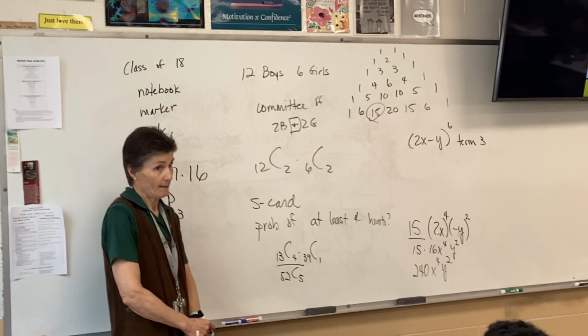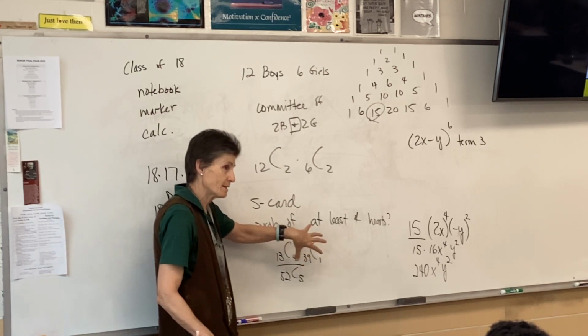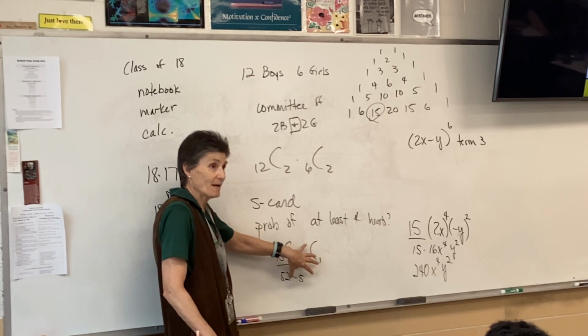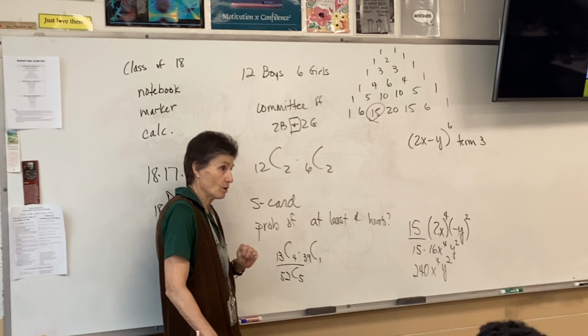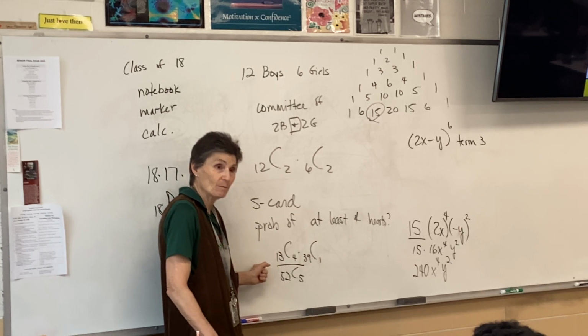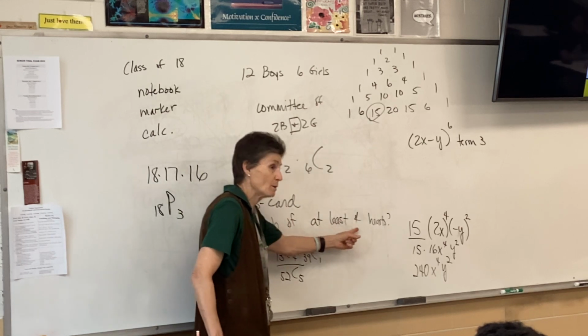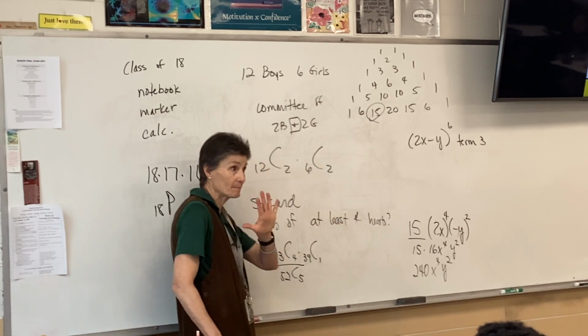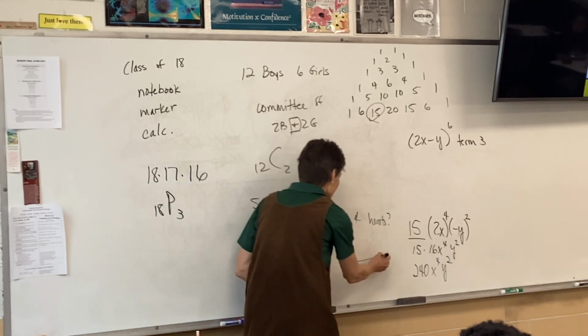Now, we're still not done. What question does this answer? Find the probability of getting exactly 4 hearts. That's what happened right here, right? We got 4 hearts. What else do we want, though, possibly? We also can consider having 5 hearts. Now, the denominator is going to be the same.